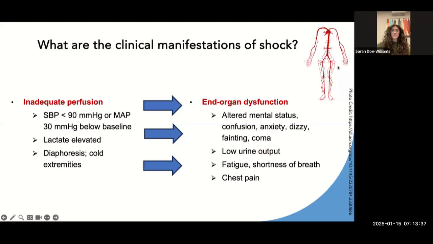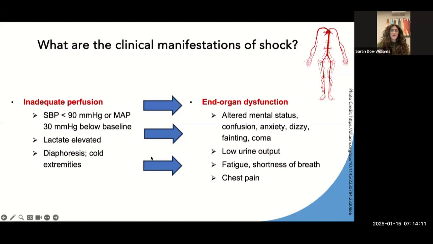So as you can see here, inadequate perfusion. We measure that by blood pressure. If our blood pressure is less than 90 systolic, or our MAP is 30 points below baseline, then we can say that patient is having inadequate perfusion. The other thing is if our lactate is elevated, usually above 2, then we can say that we have inadequate perfusion. And then like other people were saying, cold extremities and diaphoresis or sweats can be another clinical manifestation.